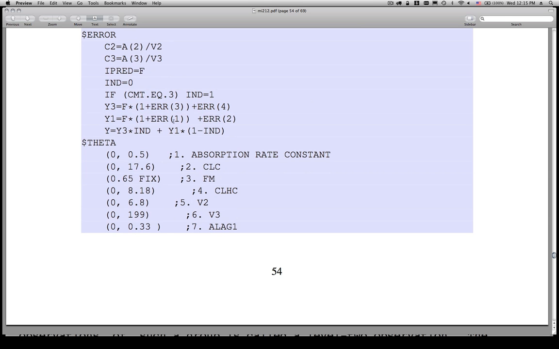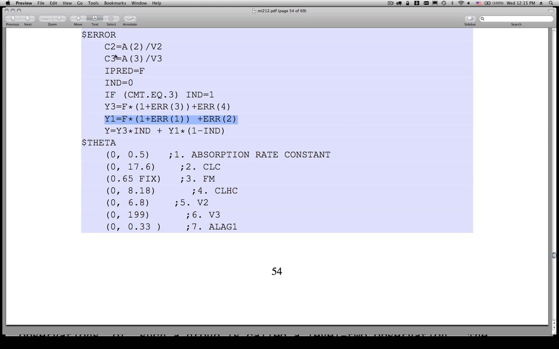Notice that I have 4 different residual error terms here, a proportional and additive for the metabolite, and then a proportional and additive for the parent. Y1 then is going to be equal to F in this particular case. The reason that we can use F here is because we have the CMT item. Alternatively, we could have substituted C2 and C3. So Y3 equals C3 times this expression, or Y1 equals C2. It's up to the user to keep that straight. If you use the CMT data item, NMTRAN will do it for you.